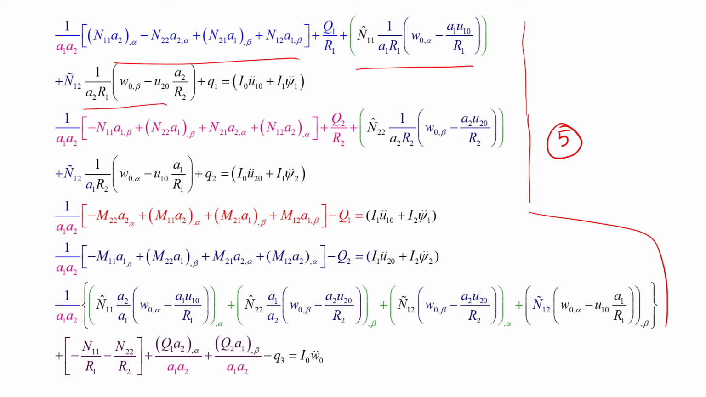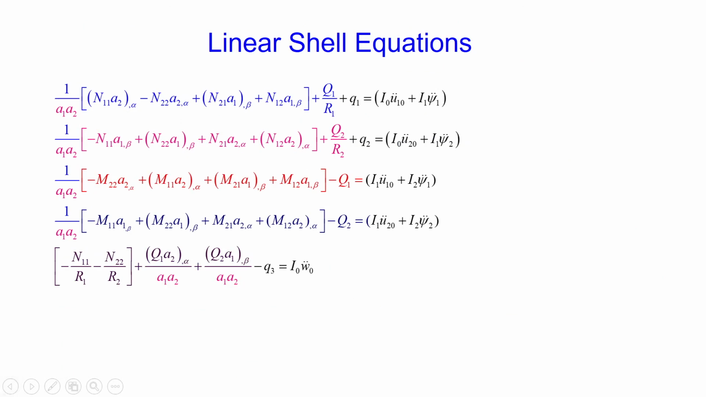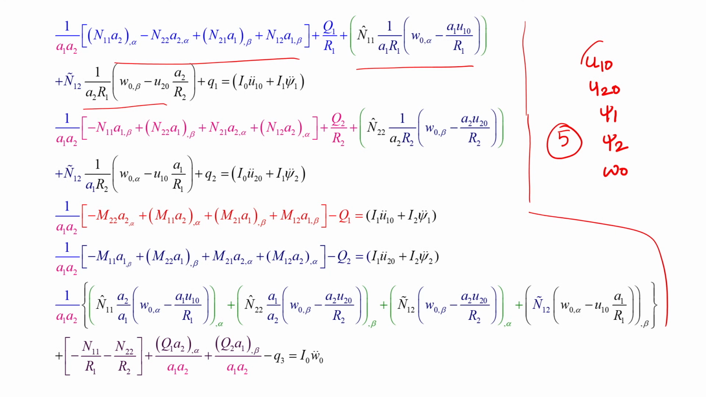Can we get the solution of a shell subjected to boundary conditions, say a simple circular cylindrical shell, if we convert the equations? Can we get the solution in the same form? No, we cannot, because our unknowns are in terms of displacements u10, u20, psi 1, psi 2 and w0. We have these 5 primary displacements. So, we have to convert these equations into the primary variables u10, u20, psi 1, psi 2 and w0. So, how do we convert this?